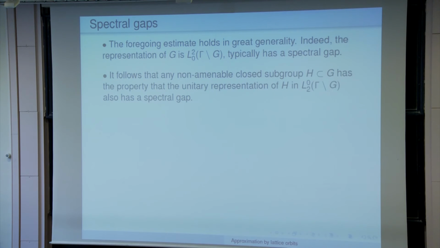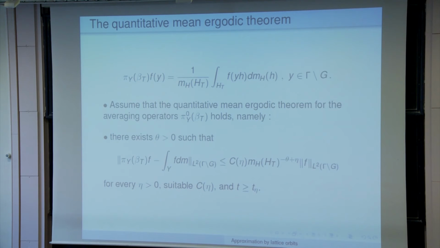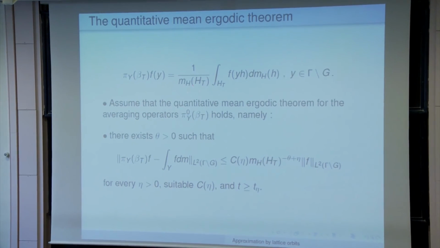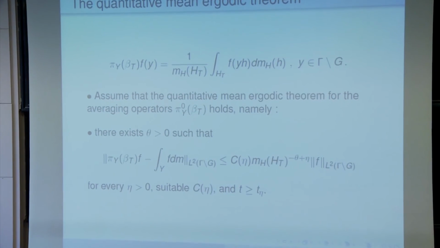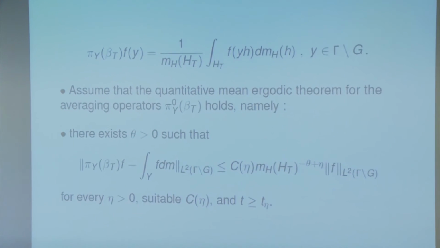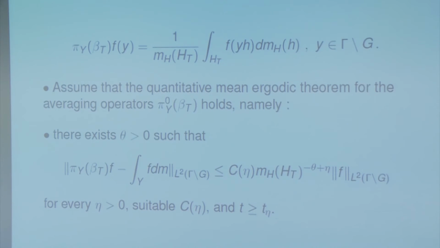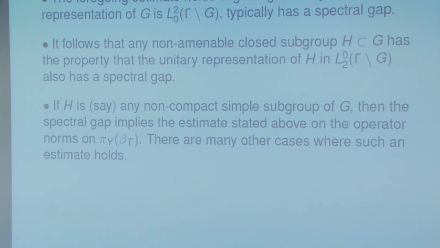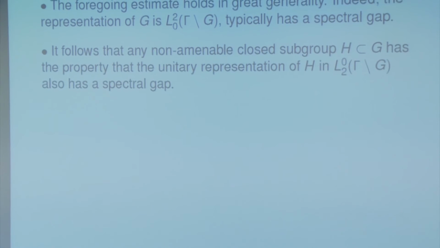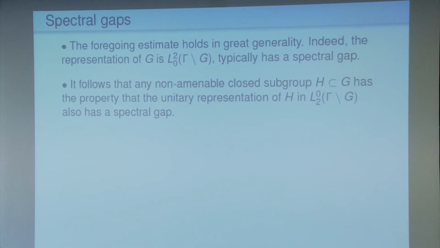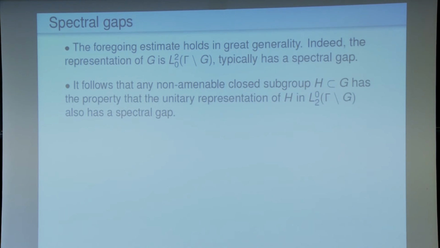And remember, or maybe I should emphasize this point, which is going to come back later and it's going to be very important. Notice that we are talking about L2 of G mod Gamma, but our averaging operators are supported on H, on a subgroup, maybe a very small subgroup. We are looking at the restriction of the representation of G in L2 of G mod Gamma to a maybe small subgroup H. Okay, so now, any non-amenable closed subgroup H will also have a spectral gap if G does, and G does, typically.